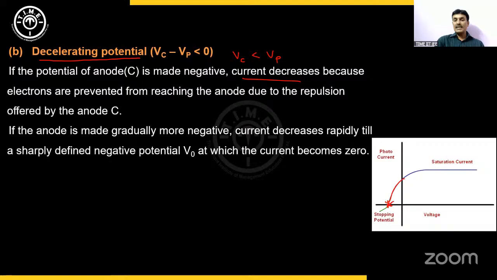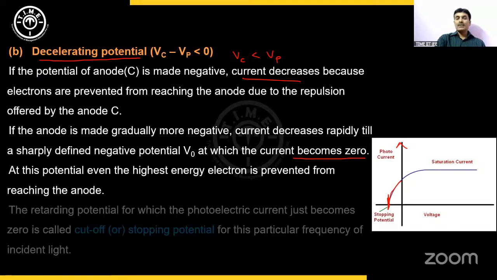That particular potential at which photocurrent becomes 0 is called the stopping potential, because this negative potential is going to stop all the electrons. Even the fast moving electron is stopped by it. When you increase the negative value gradually, current decreases rapidly till a sharply defined negative potential V0, at which the current becomes 0. That negative potential is called the stopping potential or cutoff voltage.